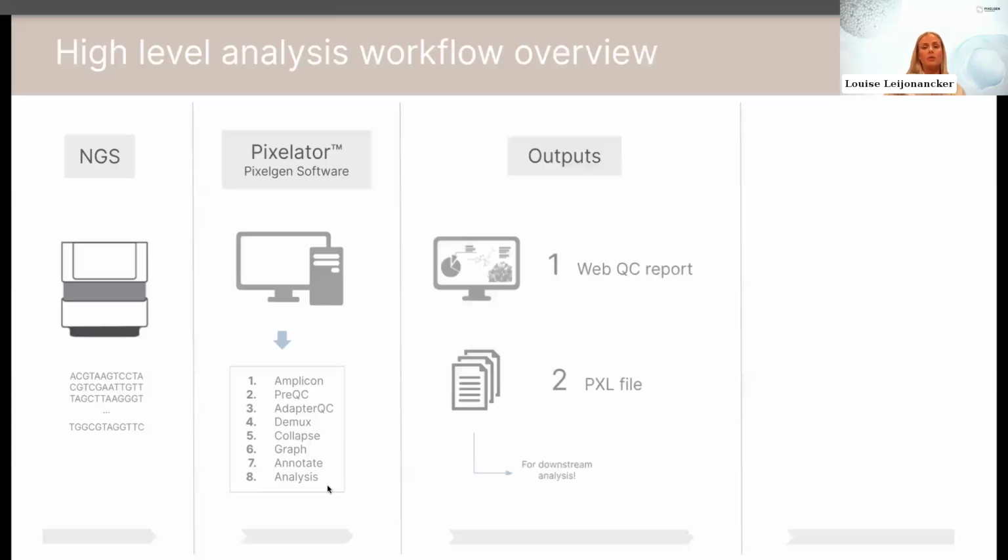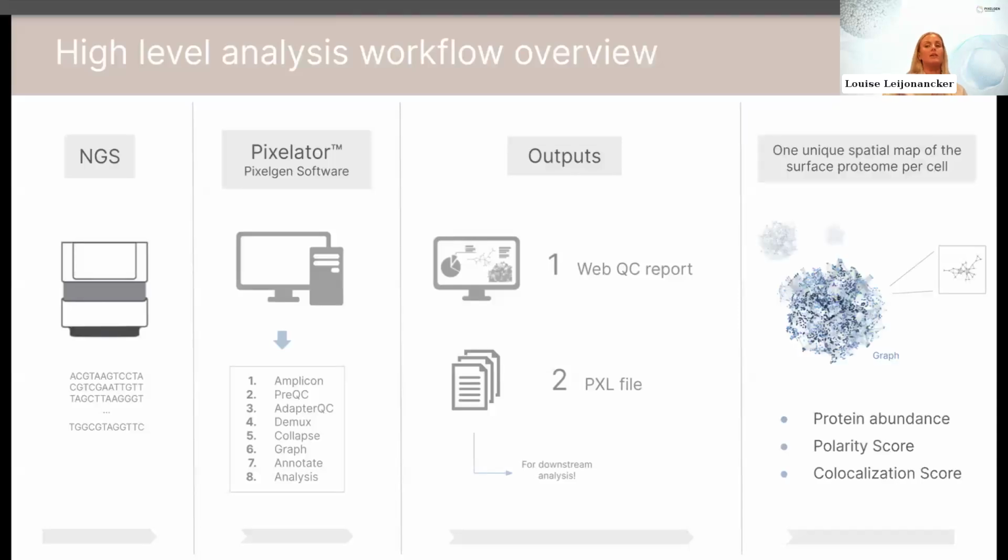And there are 2 main outputs from Pixelator. So it's a web QC report that is, like its name, for quality control, assessing, for example, if it was sequenced deep enough. And then you have the other output, which is a pixel file, and that can be used for downstream analysis in ScanPy or Seurat to really tailor and answer your specific question in mind.